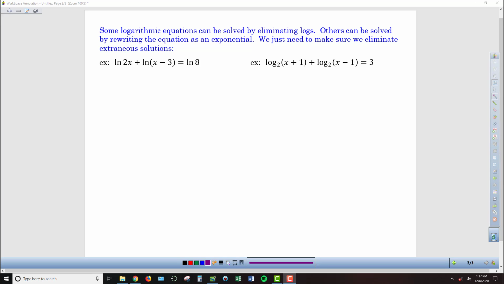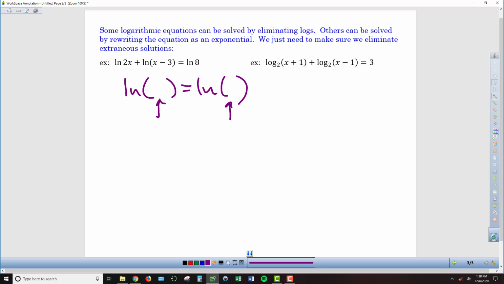Logarithmic equations can be solved one of two ways. One way is similar to the way we approach some exponential functions, where if we can make it a log of something equals the log of something, as long as the bases of the logs on both sides are the same, then we can just set the insides equal to each other. So we can use the expression we're dropping the logs.